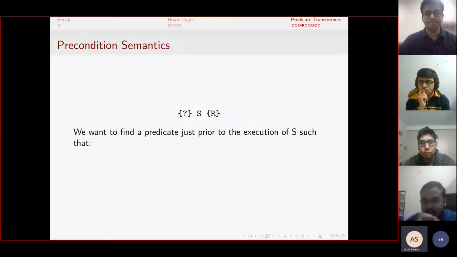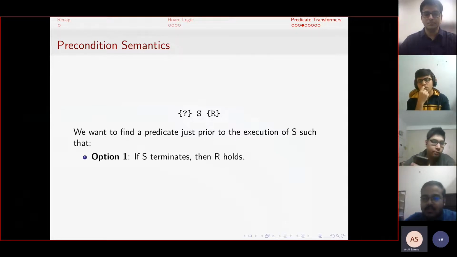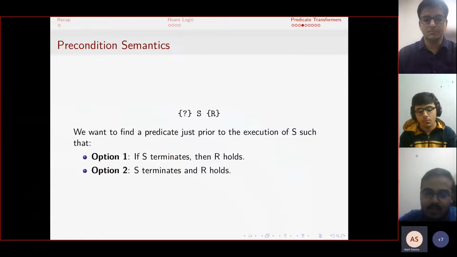So what are the semantics for our precondition? If we have a statement S with a postcondition R, we want to find a predicate just prior to the execution of S such that, we have two options here. Option one is if S terminates, then R holds. Terminates means that it completes execution and control reaches the PC just after S. And option two is that S terminates and R holds.